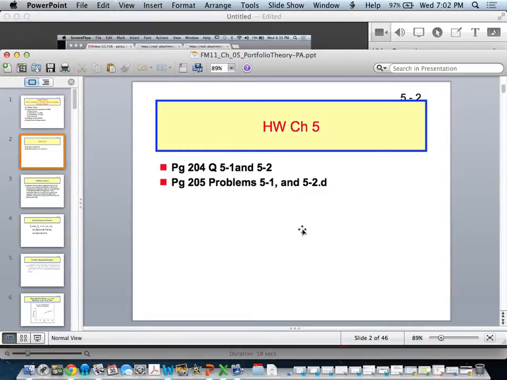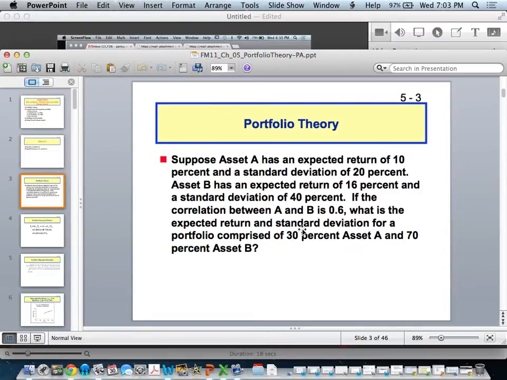All right. This is like a nuts and bolts chapter. There are 46 slides here. We're on slide 3. Suppose asset A has an expected return of 10% and a standard deviation of 20%. So that's your sigma. Asset B has an expected return of 16% and a standard deviation of 40%.